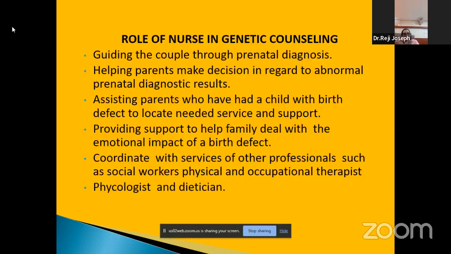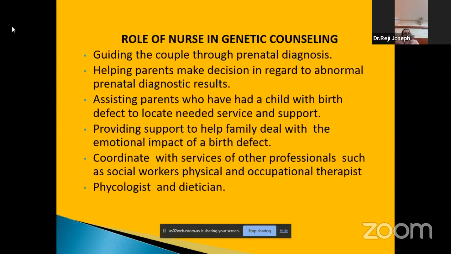Next slide, please. Now we have to see what is the role of nurses in genetic counseling. They guide the couple through the prenatal diagnosis. As I told, the prenatal diagnosis includes ultrasound, alpha fetoprotein test, amniocentesis, chorionic villus sampling. Then apart from that, we do the karyotyping also. They help the parents make decisions in regard to abnormal prenatal diagnostic results.